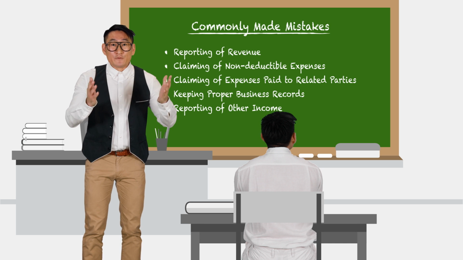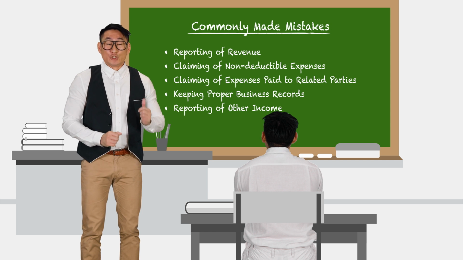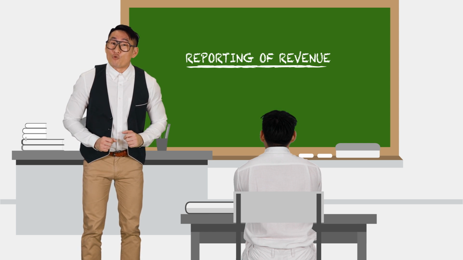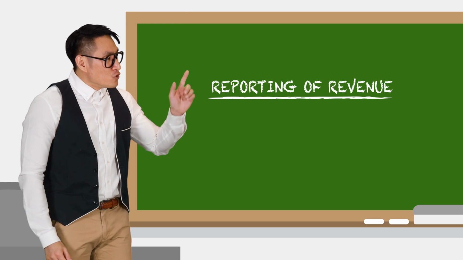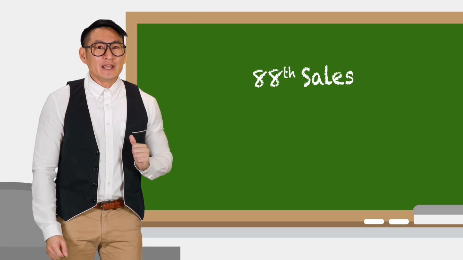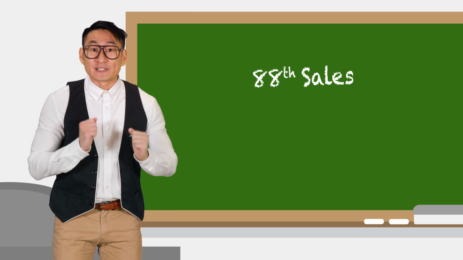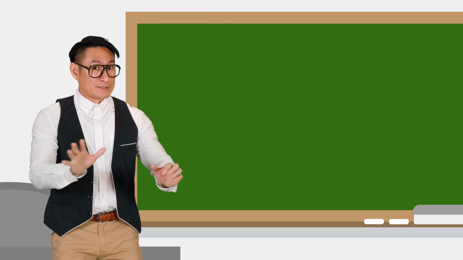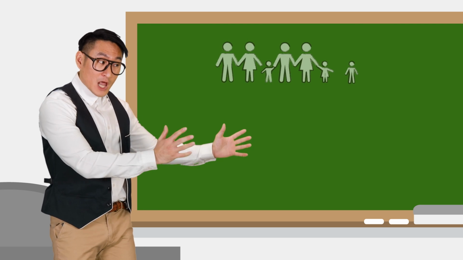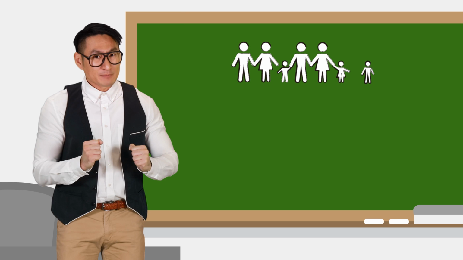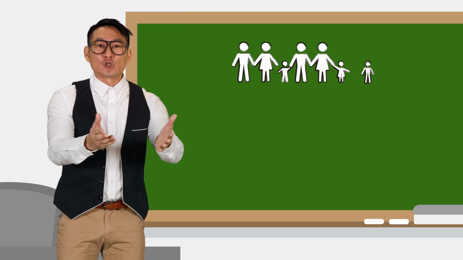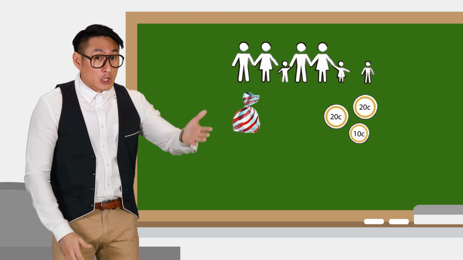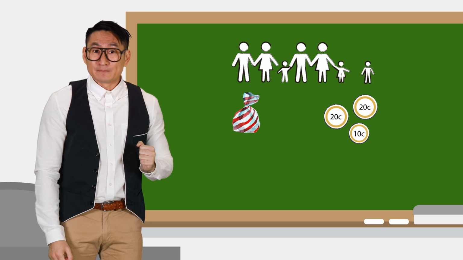Let's review the commonly made mistakes during record keeping. So first is reporting of revenue. Let's say you made your 88th sales today and you have entered all the sales transactions in the cash register so far. Suddenly, a boy along with a large crowd comes in. The boy comes up and hands over 50 cents for a packet of sweets. Now, a long queue begins at the counter.